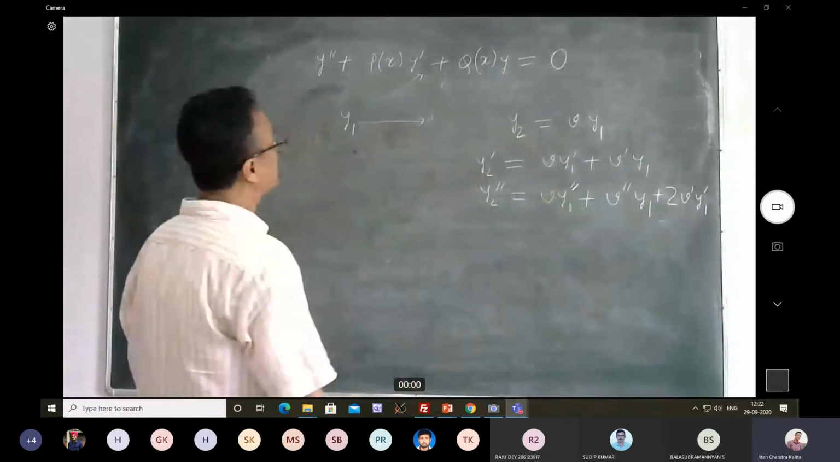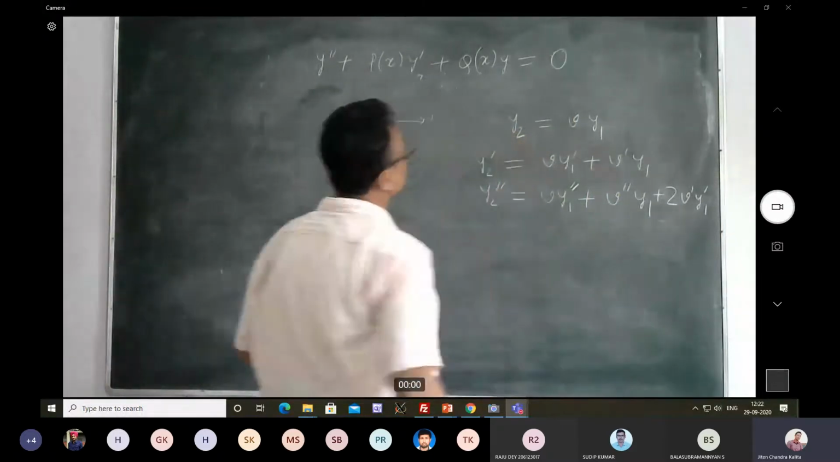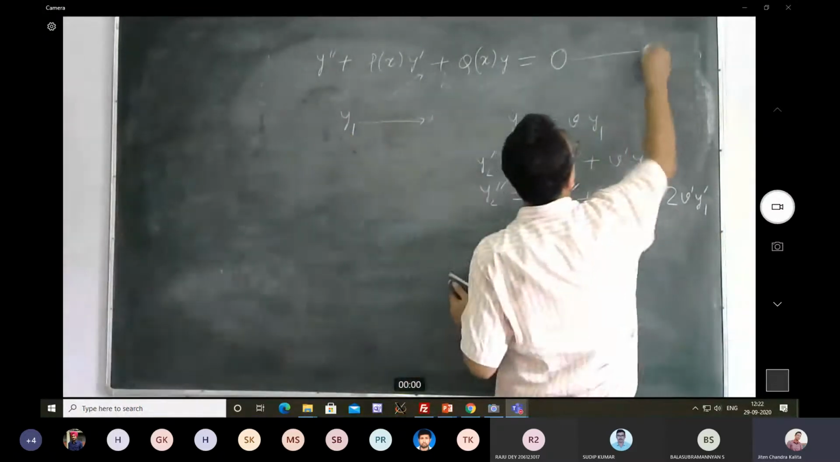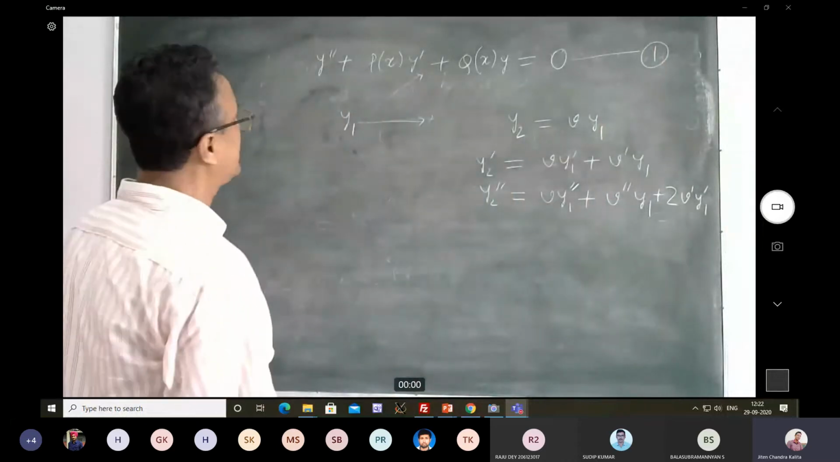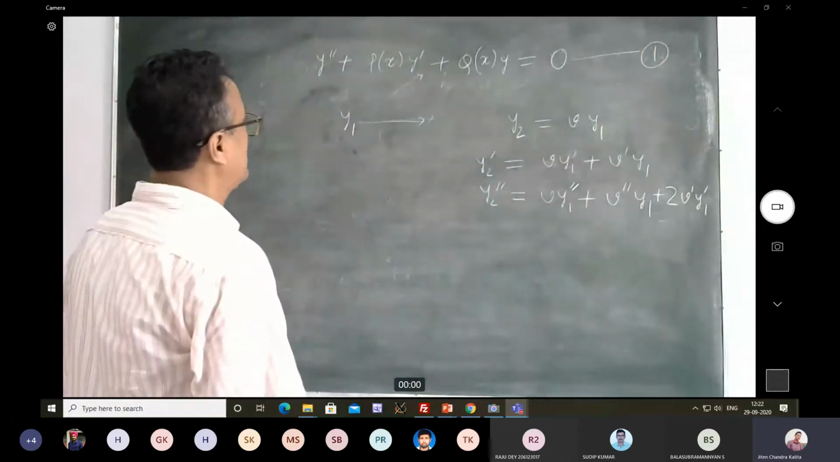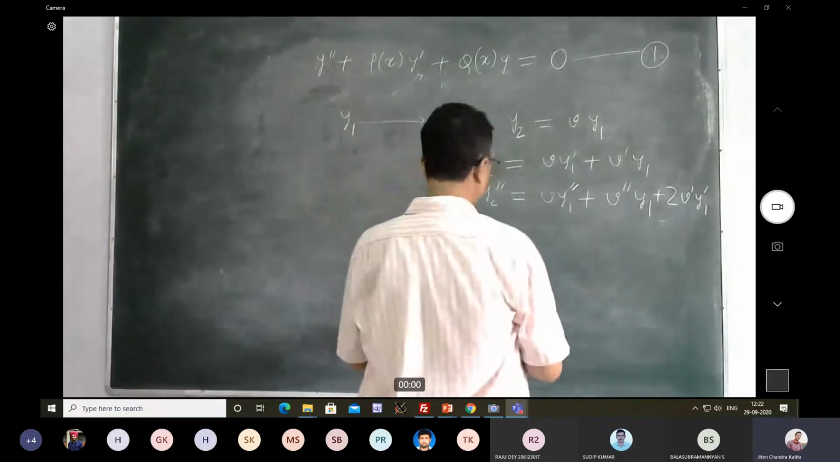Because I have already assumed that y2 is also a solution of this equation 1, if you plug in the value of y2 into equation 1, then what you are going to get, let me start with this.